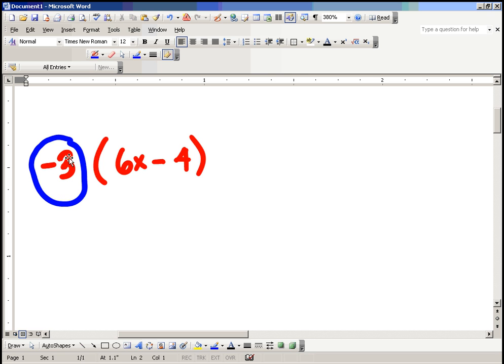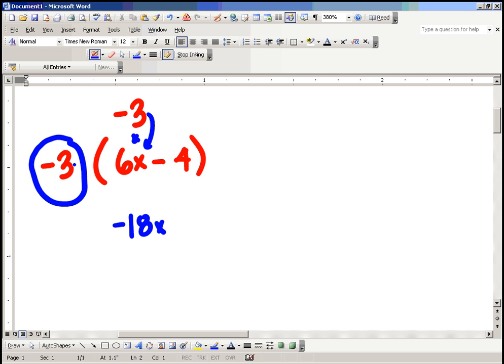So here's what I'm going to do. I will multiply this -3 to 6x, and therefore I'm going to get an answer of -18x. All I'm going to do is multiply these two numbers right here.